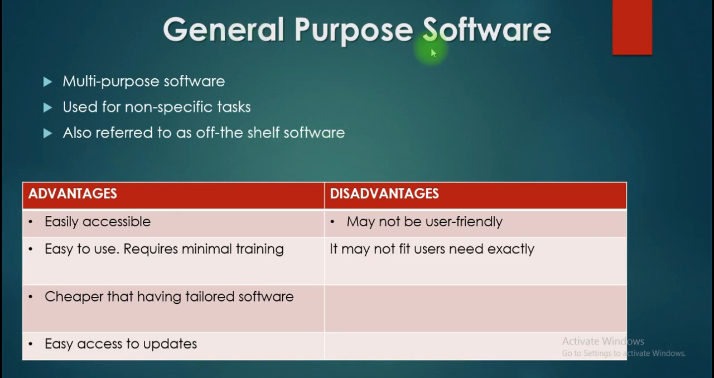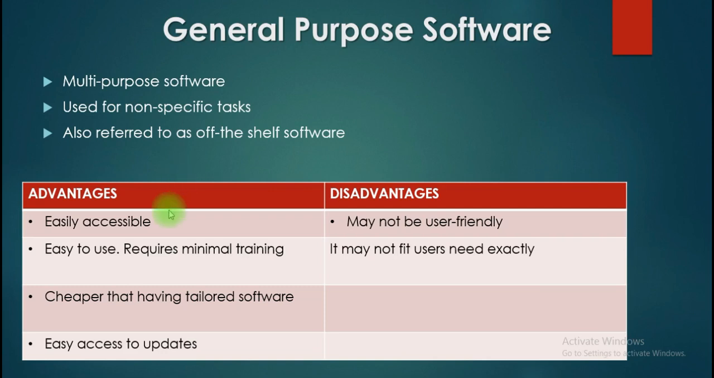Where general purpose software is concerned, one may consider, for instance, a word processing application like Microsoft Word to be an example. Notice that with Word, I see people doing various things. They use it not only to type things like assignments or letters, but they also use it to do greeting cards. They use it to create websites and a whole host of other things.